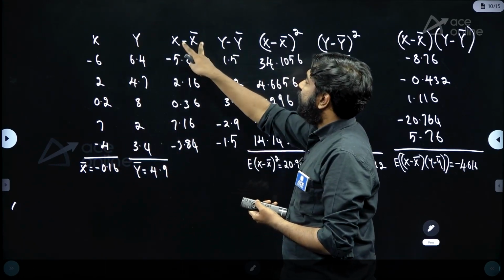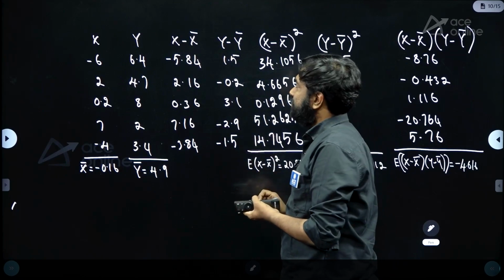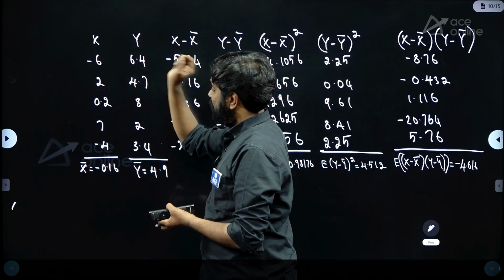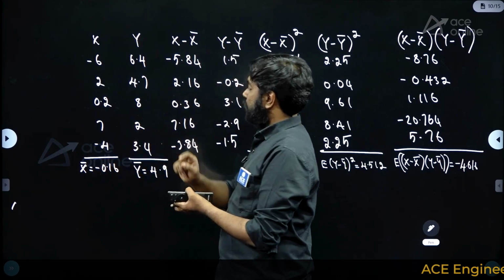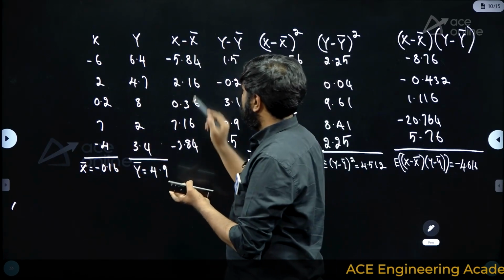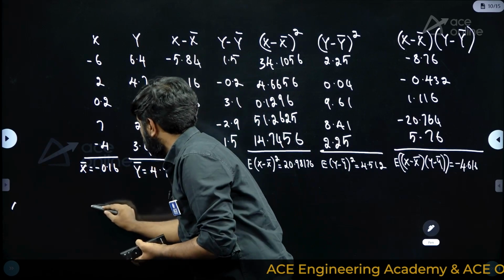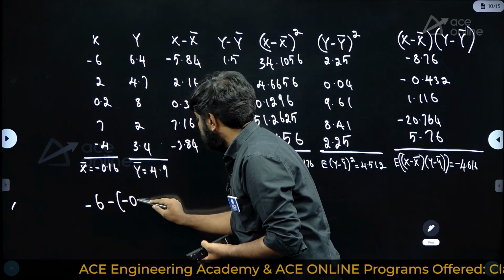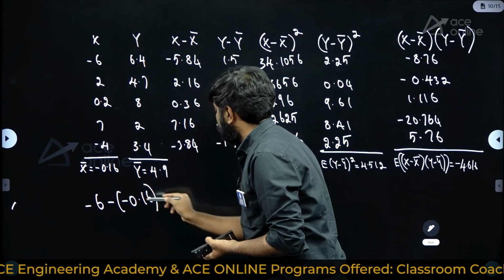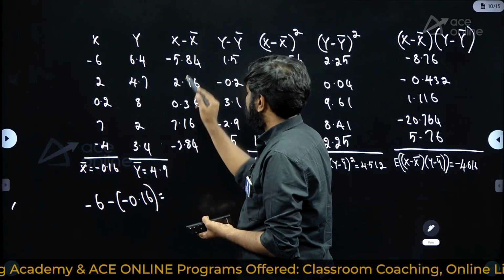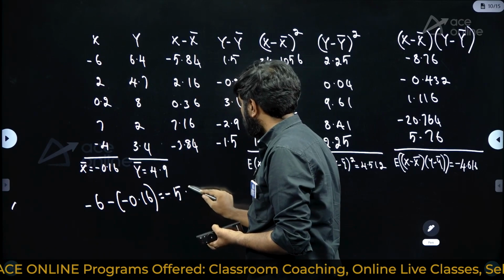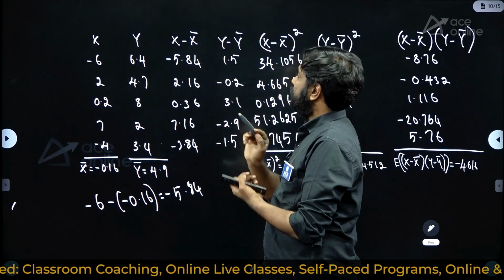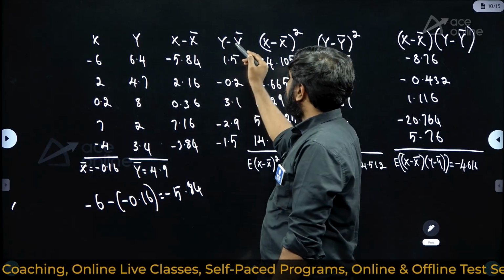I have calculated x minus x bar. How do you find x minus x bar? Look at this observation. This is minus 6. So it is minus 6 minus of minus 0.16. I'll just show you how I have got the first element. It's like this: minus 6 minus x bar. What is x bar? Minus 0.16. If you use your calculator, you will get the answer as minus 5.84. So like this, you have to fill all these elements and then find y minus y bar.